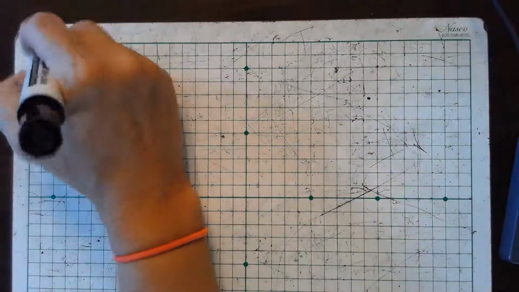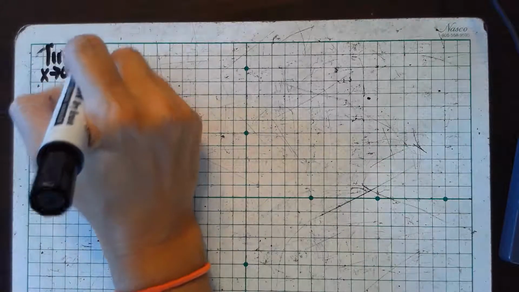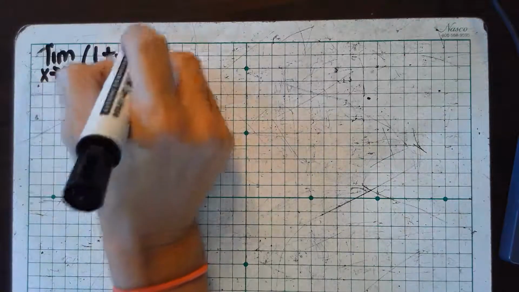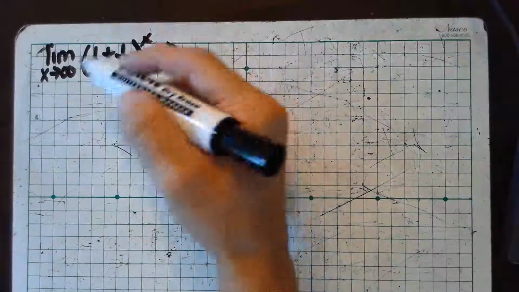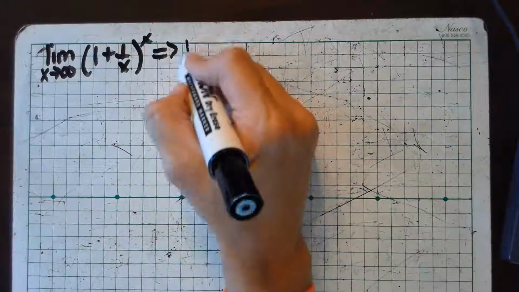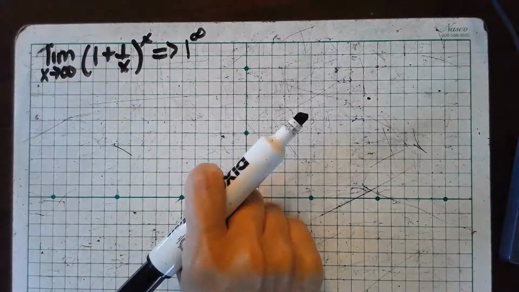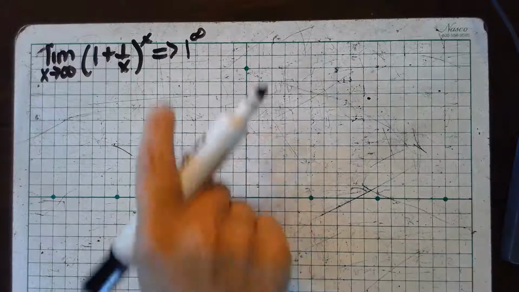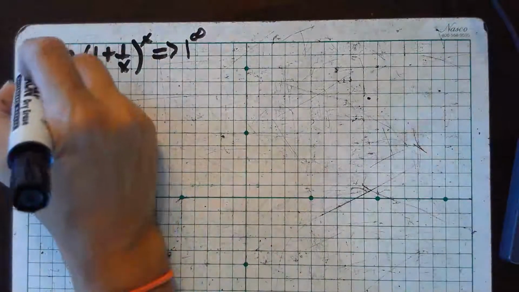The limit as x approaches infinity of 1 plus 1 over x to the x. If you look at this, if it goes to infinity, this is going to be 1 to infinity. Again, I use the arrow, don't put equals. So this is an indeterminate form. Now I got this raised to the x. So what I'm going to do is set this equal to y.